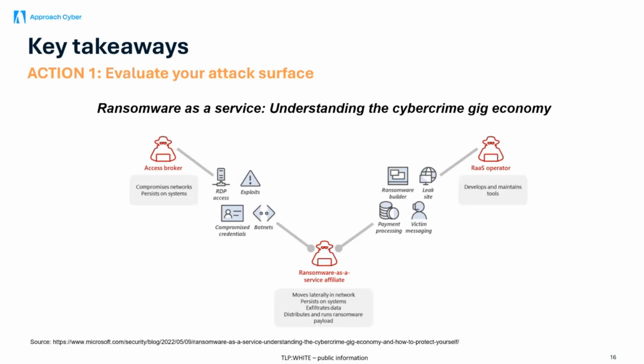Still, in the evaluation of your attack surface, this slide I like a lot because it explains basically the business of the ransomware as a service. That's a slide that comes from a Microsoft website, and it's really explaining the cybercrime economy. So you have different types of actors now, which are specializing in different areas, and it starts with the access broker. These are groups of hackers who are really specializing themselves in getting initial access to a network and getting persistence on the network.